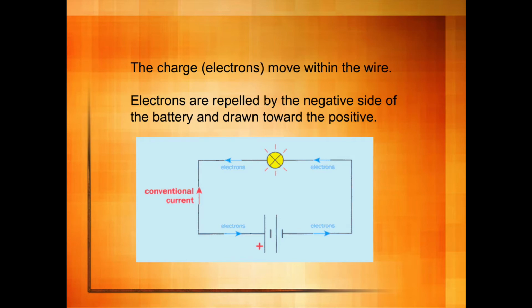And so we know that electrons are what is moving when we have electricity. And so the electrons are repelled from the negative side of the battery along that wire and then drawn into the positive side of the battery. And so we call that part the electron flow, and we know that the conventional current is opposite of that.